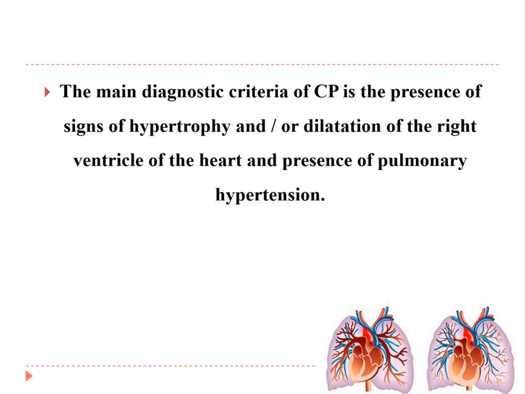Actually, pulmonary hypertension is a pathological and pathophysiological disorder that may involve multiple clinical conditions and can complicate the majority of cardiovascular and respiratory diseases. The main diagnostic criteria of pulmonary heart disease is the presence of signs of hypertrophy and dilation of the right ventricle of the heart and presence of pulmonary hypertension.